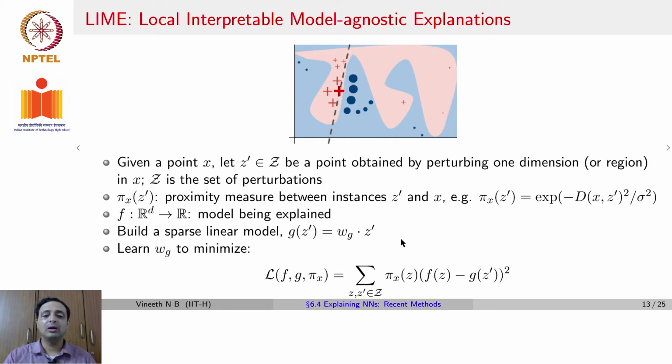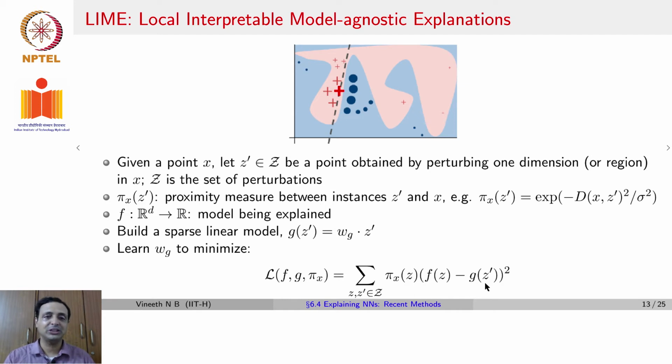Now we want to learn WG. That would be our goal, because we want to learn that linear model. WG is learned by minimizing: you take two Z and Z primes belonging to Z, pi x of Z, which is the distance of x from Z, f of Z minus g of Z prime.